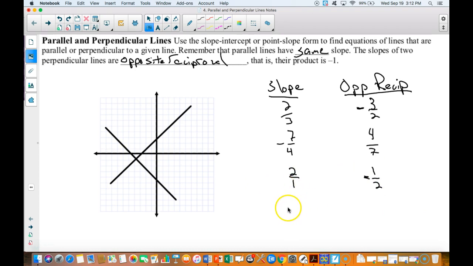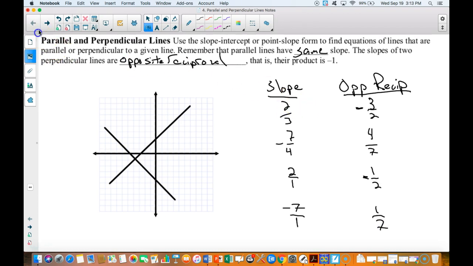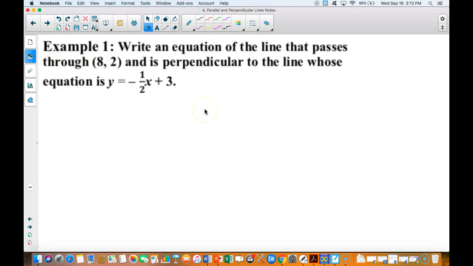If I give you something like -7 as my slope, again, we have to think about that as -7/1. So its opposite reciprocal would be positive 1/7. So today, we're going to use those two ideas to write equations of lines that are either parallel or perpendicular.